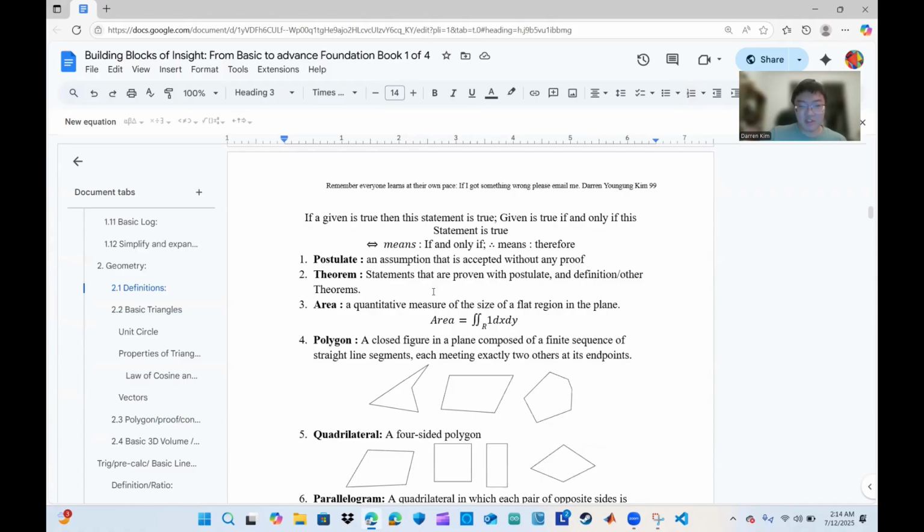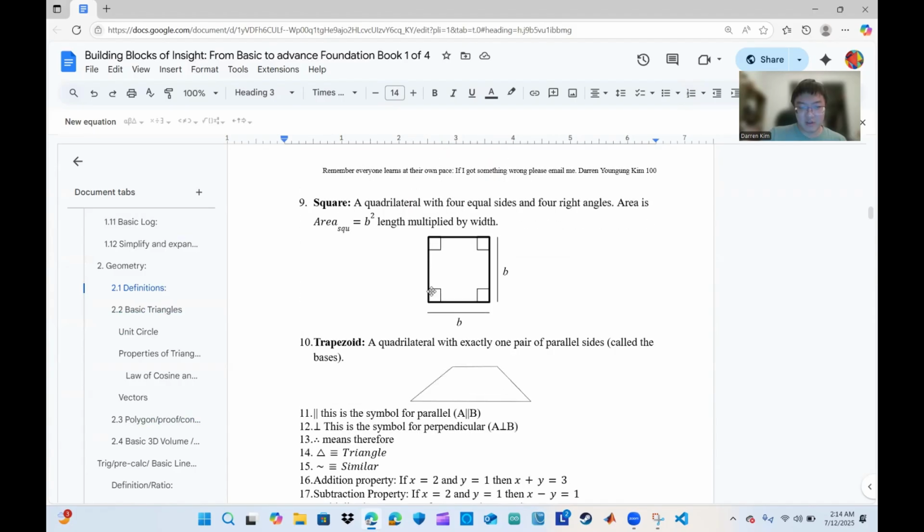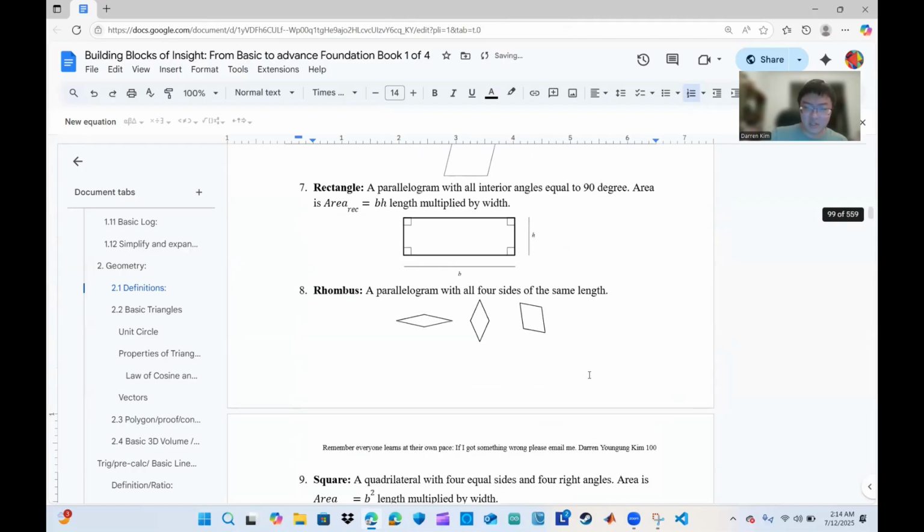A quantitative measure of the size of a flat region in the plane. Let me just change something. I forgot to fix the volume one. Where did I put the volume one? Over here. A quantitative measure, 3D region. I forgot to write 3D region in. I don't really need to explain that to you guys yet.